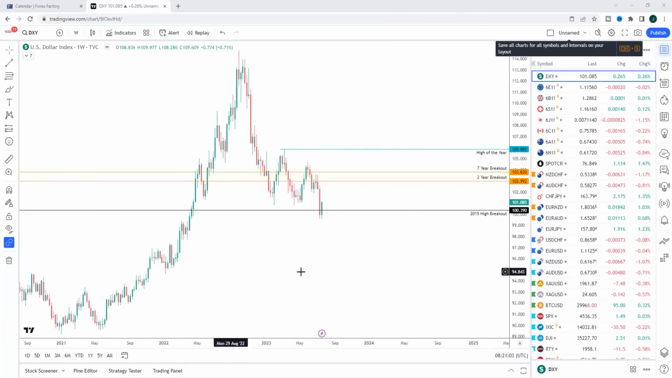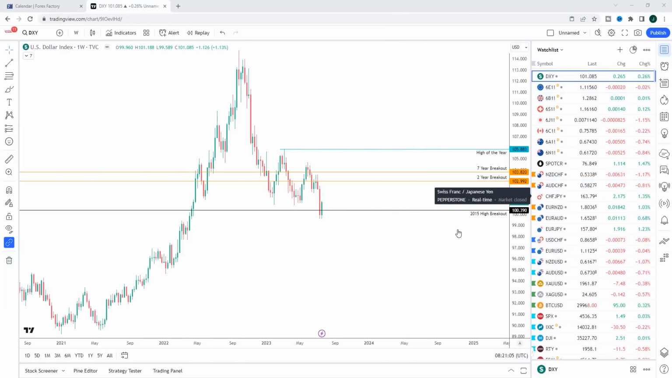Okay, so let's have a brief look at the individual currencies before we move on to the markets this week, starting with the US dollar. And the US dollar is really the key going into next week with FOMC. The dollar is right at an area where it could technically go either way.